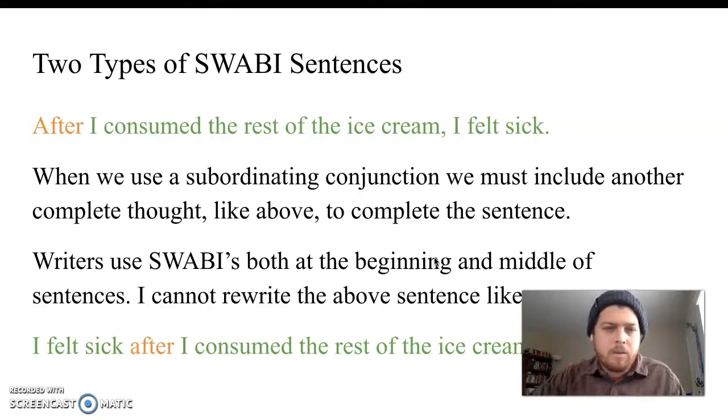Okay. Writers use SWABIes both at the beginning and the middle of sentences. So we can use that after or when or because or if at the beginning of a sentence or in the middle of a sentence. So I actually rewrote your example with the SWABI in the middle. We just changed the order around. I felt sick after I consumed the rest of the ice cream.